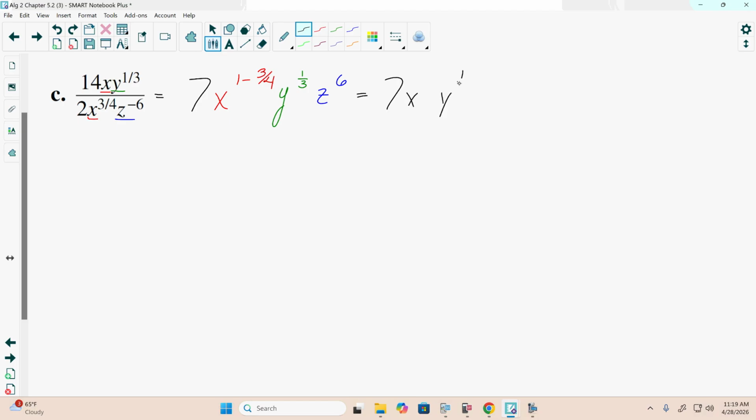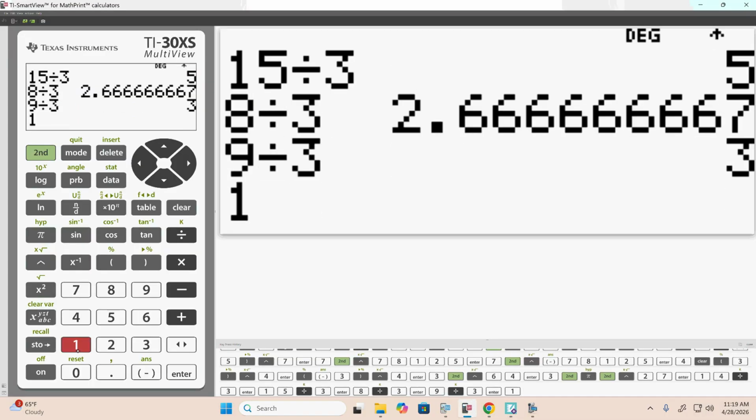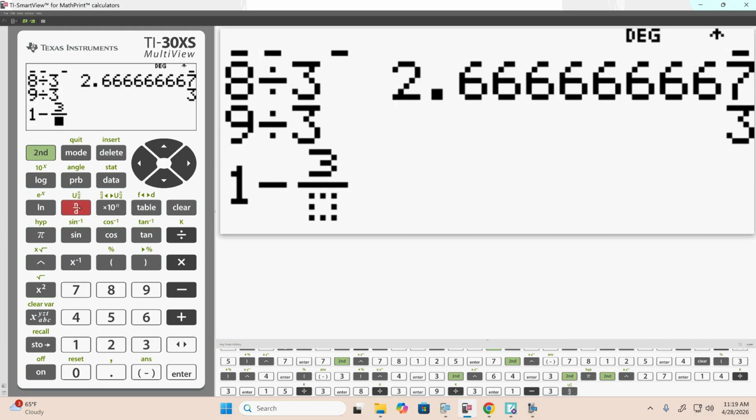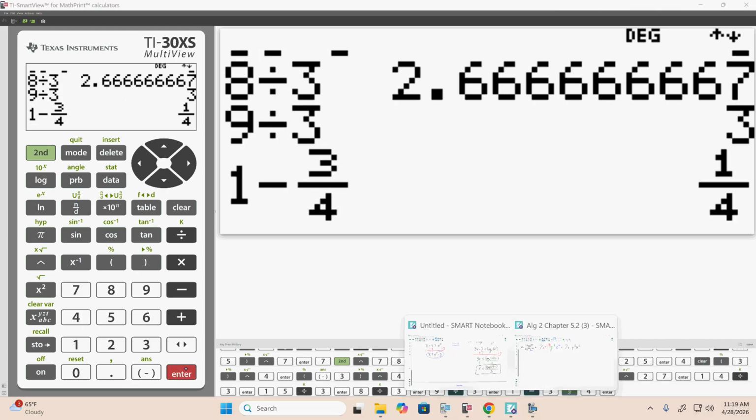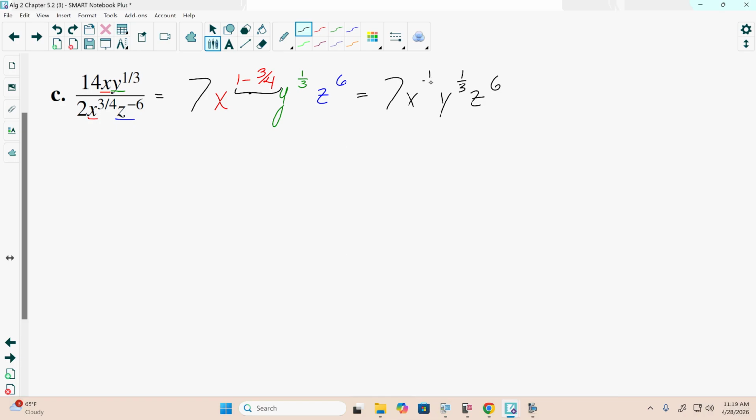Now the only thing we have left to do is just simplify our 1 minus 3/4. At this point here, we can grab a calculator and say 1 minus 3/4 is 1/4, telling us that we have 7x to the 1/4, y to the 1/3, z to the 6th.